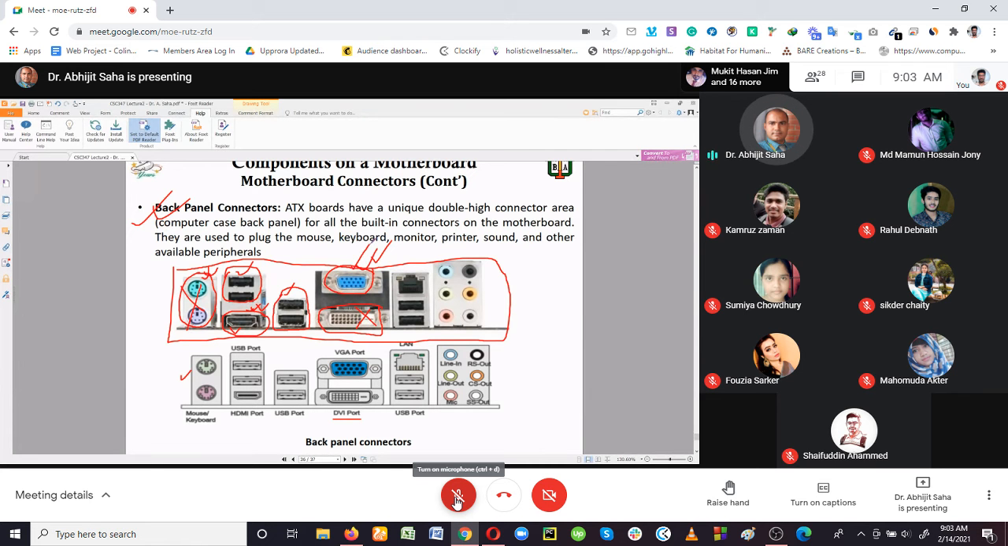So if you want to connect two monitors to your computer system, you need to buy an external graphics card. If you buy an external graphics card, you'll easily be able to connect two monitors with your desktop computer system.